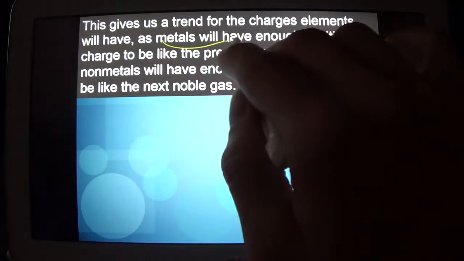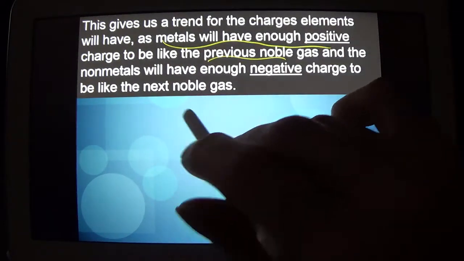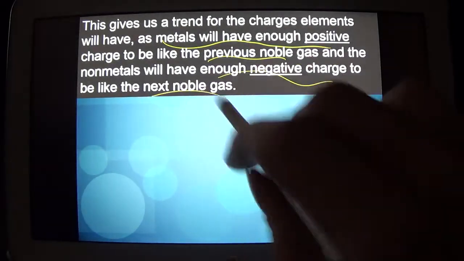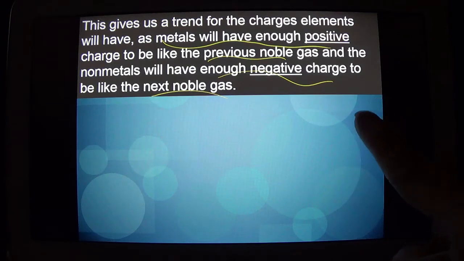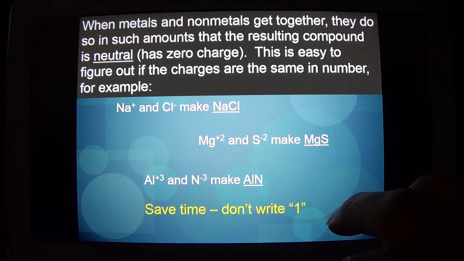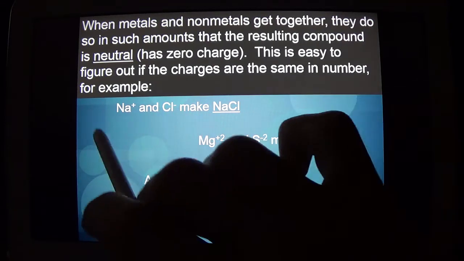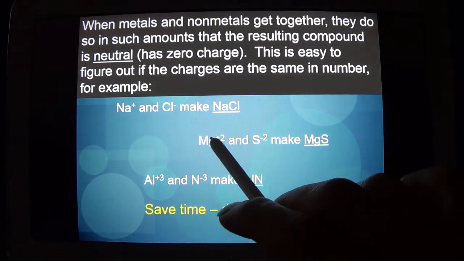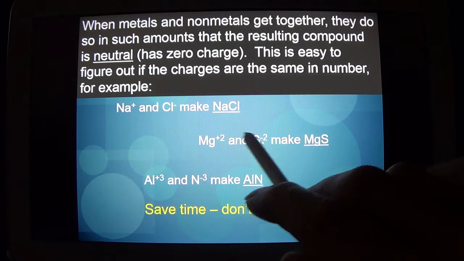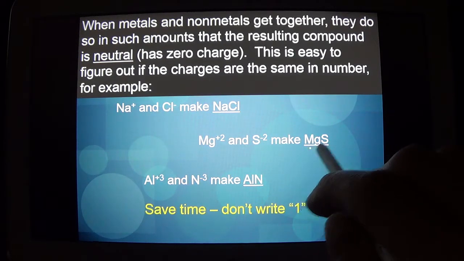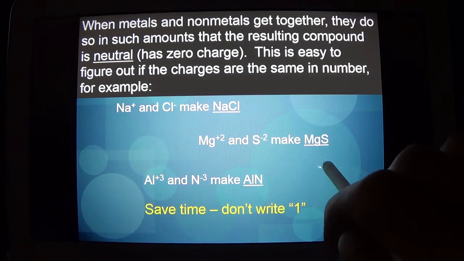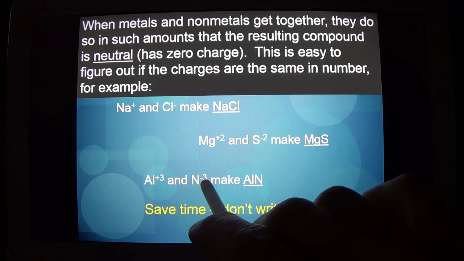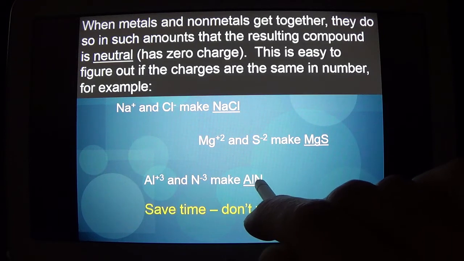Okay, so metals will have enough positive charge to be like the previous noble gas. Nonmetals will have enough negative charge to be like the next noble gas. That allows us to start counting those charges right off the periodic table. So when they get together, they will naturally do this in a way that makes the overall compound 0 in charge. So if sodium's a positive 1, chlorine's a negative 1, a 1-to-1 ratio makes that neutral. Magnesium being a positive 2 and sulfur a negative 2, again, it's a 1-to-1 ratio to make that neutral, or 0 charge, because that's what a compound's going to do. With aluminum being a positive 3 and nitrogen being a negative 3, neutral, 0 charge overall.